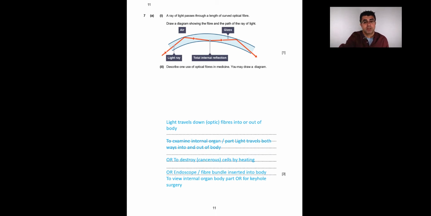The endoscope or the fibre bundle is inserted into the body to view an internal organ or for keyhole surgery. So basically they were wanting a rough idea of light travelling down the fibre and coming back up, total internal reflection. The idea that it's to either view something or to kill something, and the name of the actual process, and that would have got you the 3 marks.